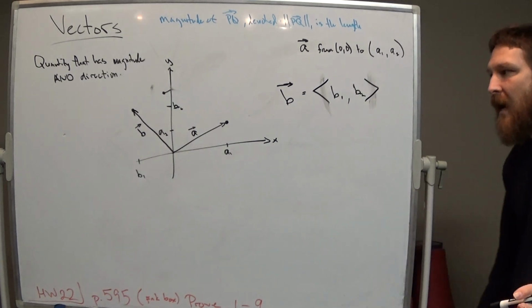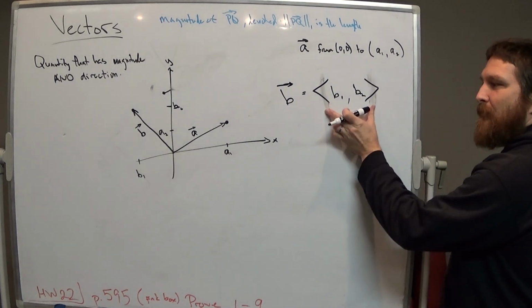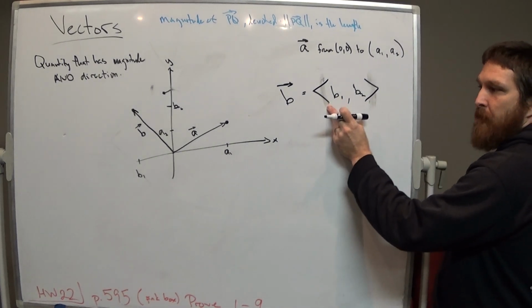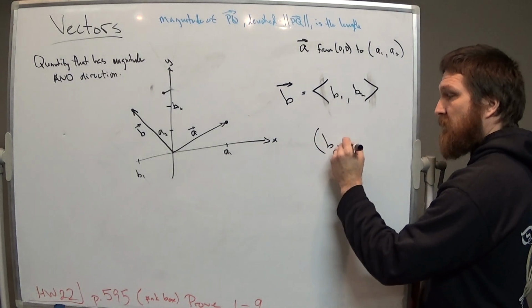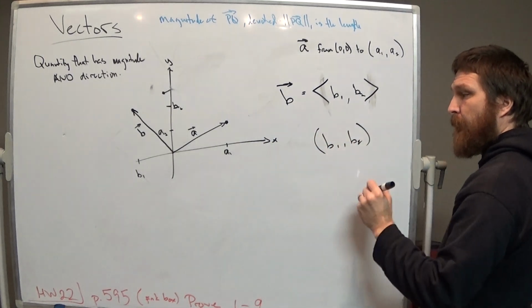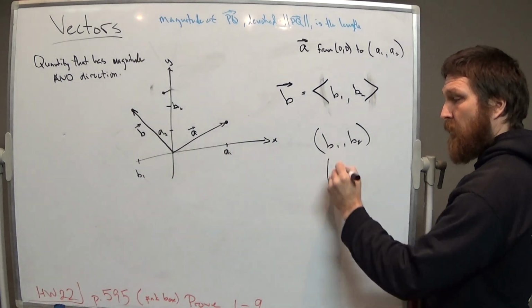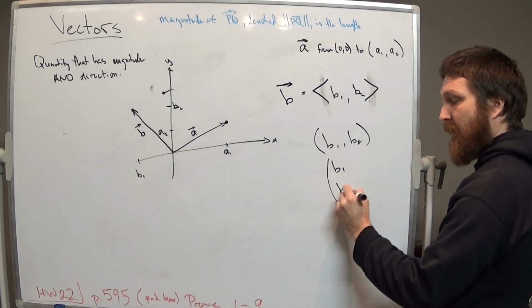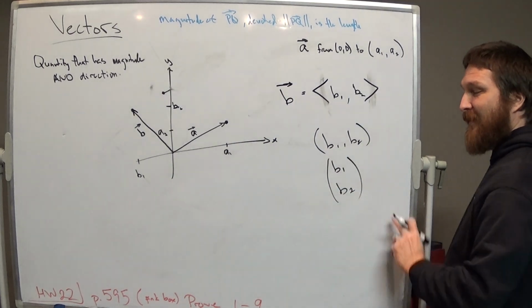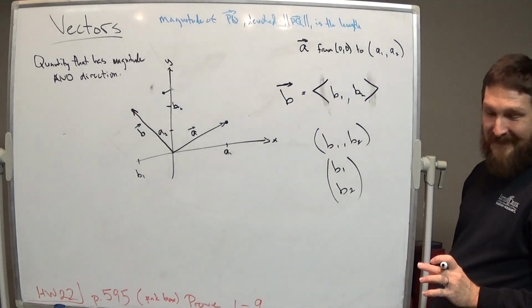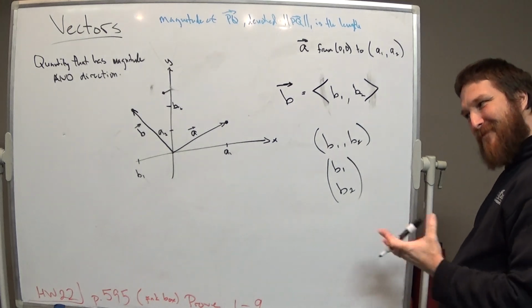Now, just as an aside, there's a lot of ways that books write these. Sometimes there are books that will use soft brackets to denote a vector. There are books that use column vectors. These are called row vectors. These are called column vectors. Does that sound familiar? To anybody? Columns and rows, remember?